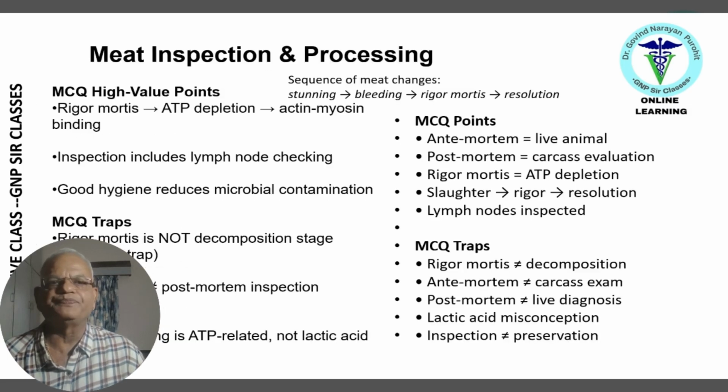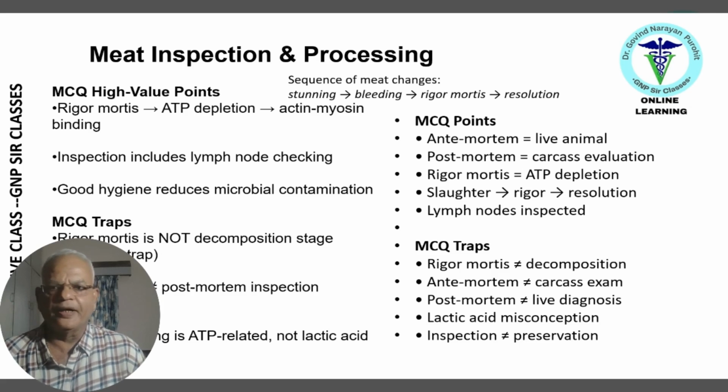Then meat inspection and processing: sequence of meat changes is stunning, bleeding, rigor mortis, and resolution. Then MCQ high value points: rigor mortis leads to ATP depletion and active myosin binding. Inspection includes lymph node checking. Good hygiene reduces microbial contamination, and antemortem is performed on live animal. Postmortem is for carcass evaluation. Rigor mortis is for ATP depletion. Slaughter leads to rigor, leads to resolution.